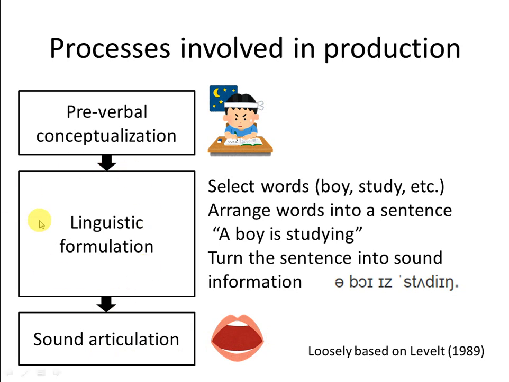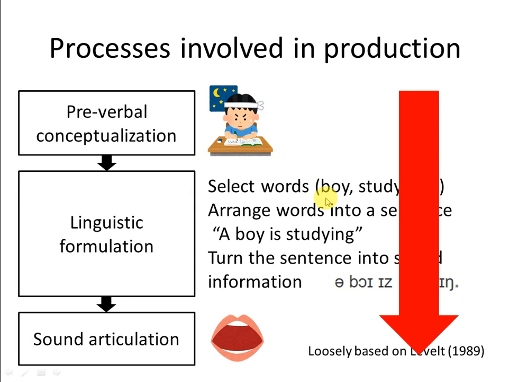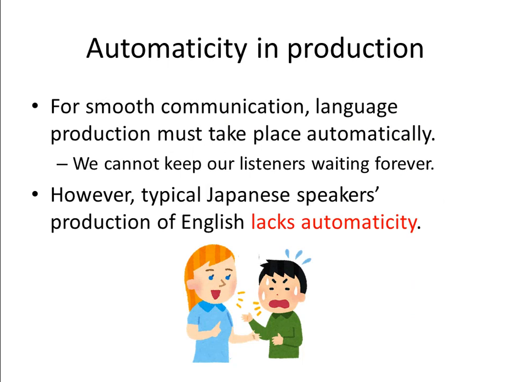Okay, so these are the psychological processes involved in language production. And what is important here is that these psychological processes have to take place automatically if you want to communicate smoothly. So we have several steps, not just one, and these steps must take place automatically. So automaticity is very important here if you want to communicate smoothly. Okay? So for smooth communication, language production must take place automatically, because we cannot keep our listeners waiting forever. We just can't do it.